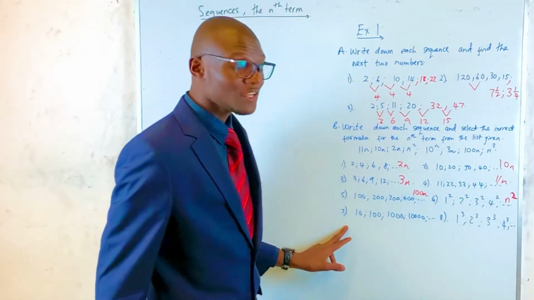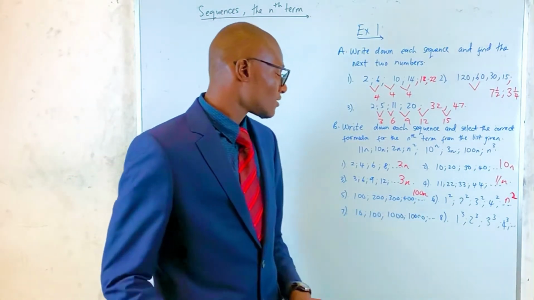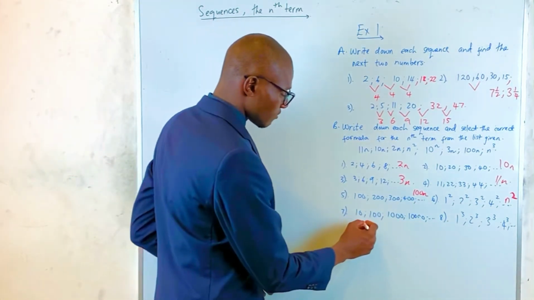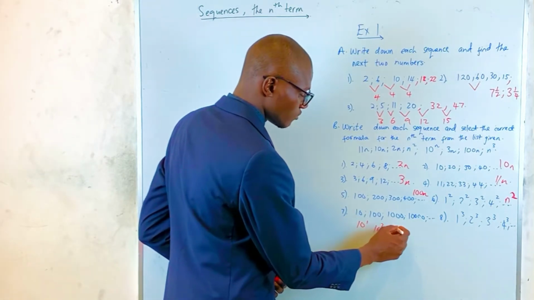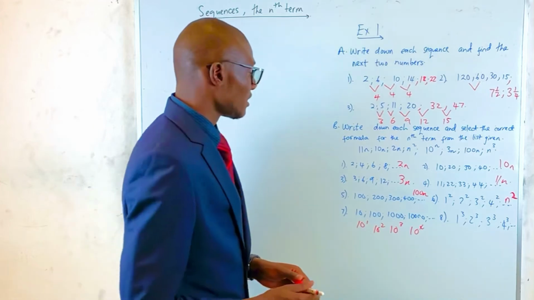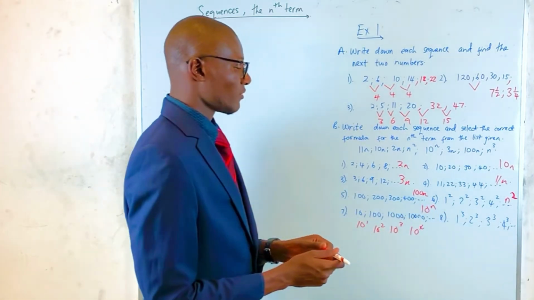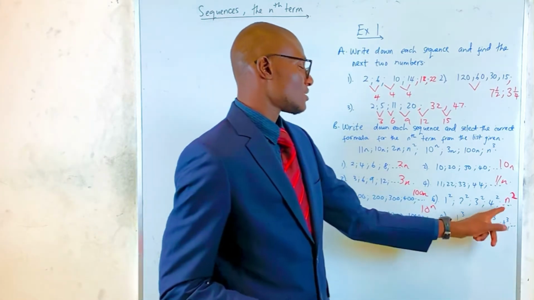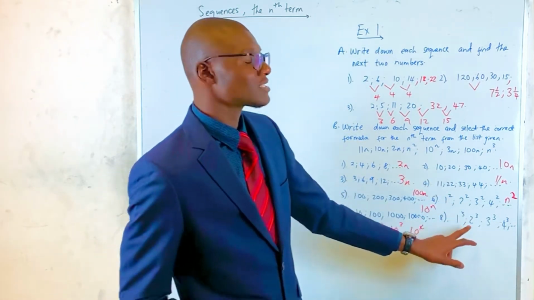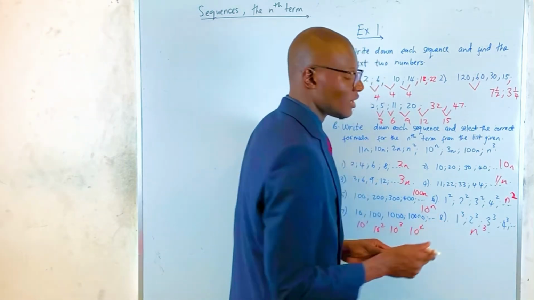Then for number 7, this is 10, 100, 1,000, 10,000. So this is 10 to the power of 1, 10 to the power of 2, 10 to the power of 3, 10 to the power of 4. These are powers of 10. So the nth term will simply be 10 to the power of n. Then this is the same as that, but the difference is that the power is not n but 3. So this will simply be n to the power of 3.